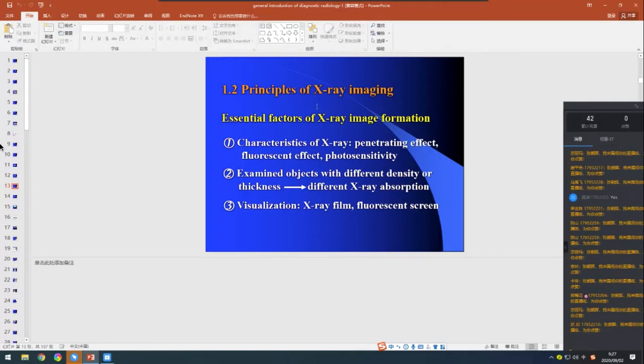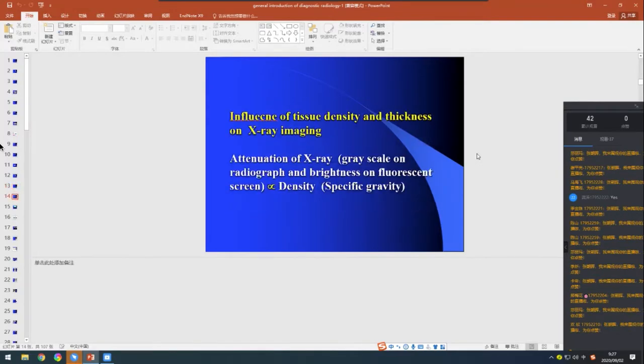And you should know the principle of X-ray imaging. The essential factors of X-ray image formation involve the characteristics of X-ray, the characteristics of the examined objects, and the devices for visualization. And the tissue density and thickness have an influence on X-ray imaging.